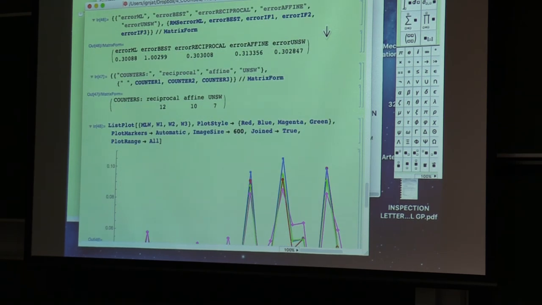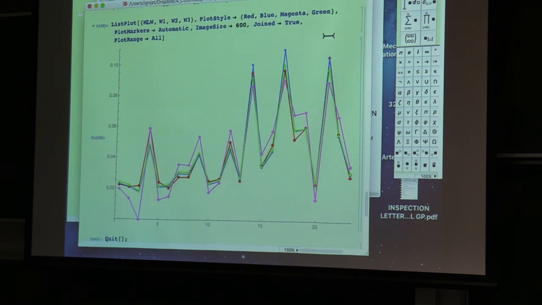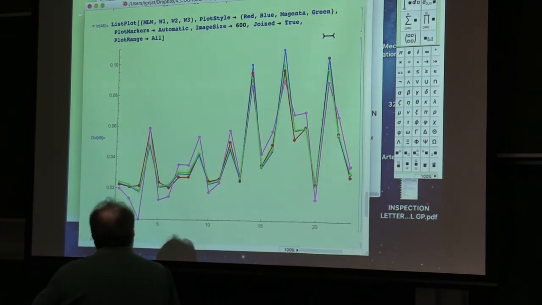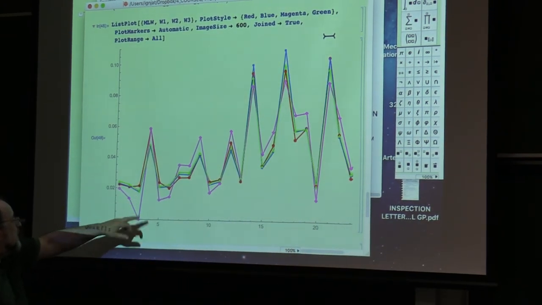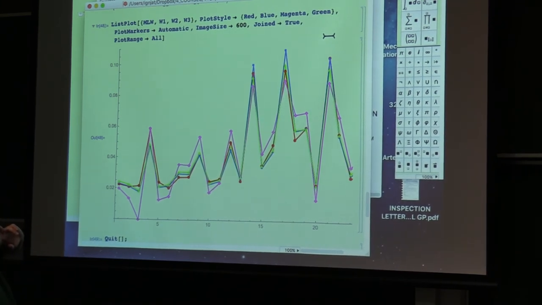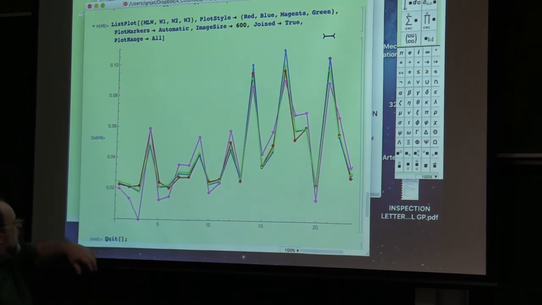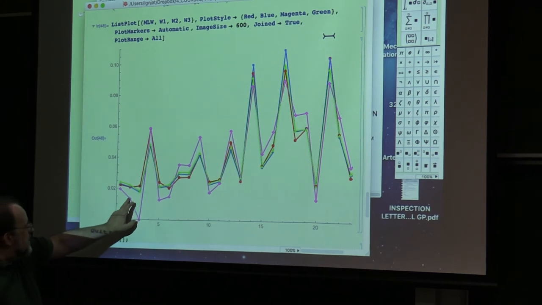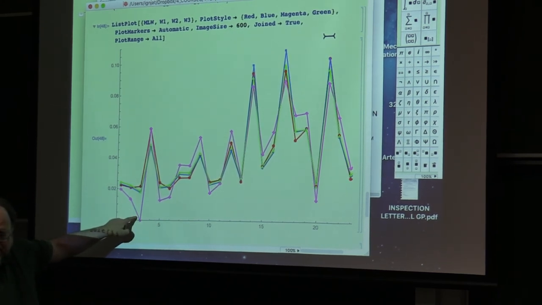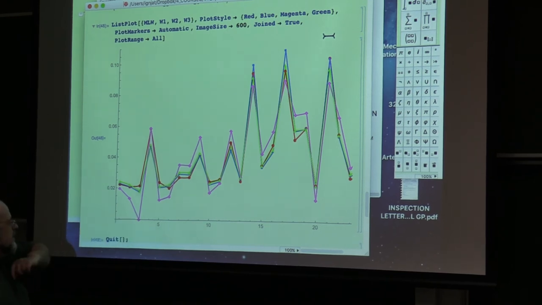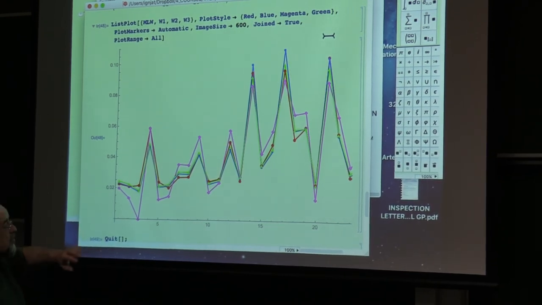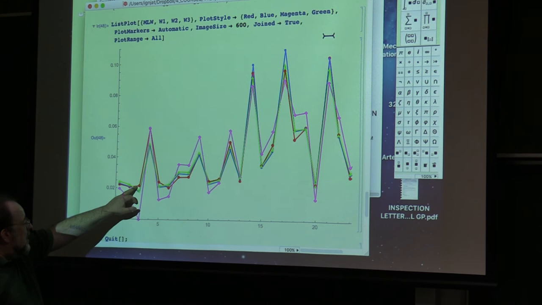Okay, so let's see. This one is right now. So these are the weights. The red one is gold standard, right? Then the Loretti is blue, and the character of the affine is the, what's the name of this color? Pink. Magenta, that's right.